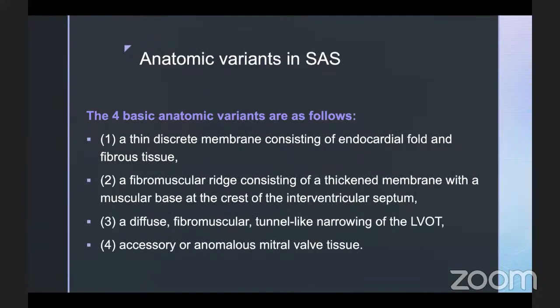So the four basic anatomic variants are as follows. One, a thin discrete membrane consisting of endocardial fold and fibrous tissue. Two, a fibromuscular ridge consisting of thickened membrane with a muscular base at the crest of the interventricular septum. Three, a diffuse fibromuscular tunnel-like narrowing of the LVOT. Four, accessory or anomalous mitral valve tissue.